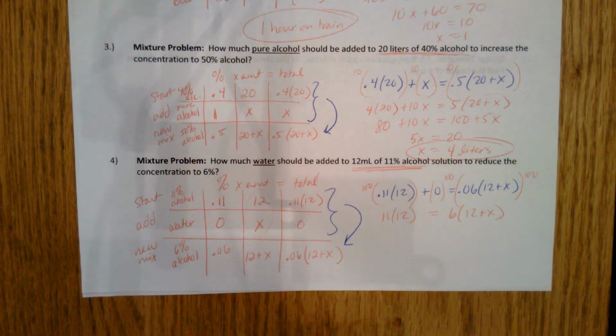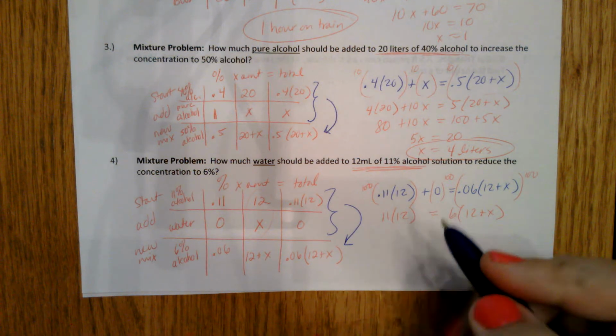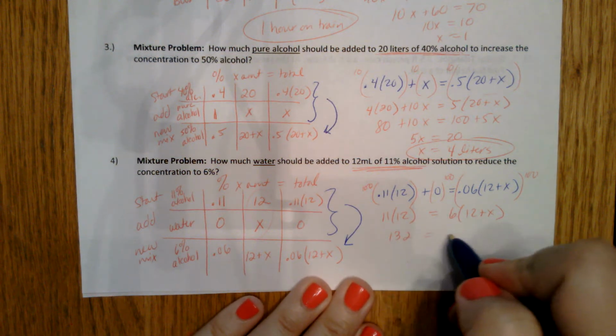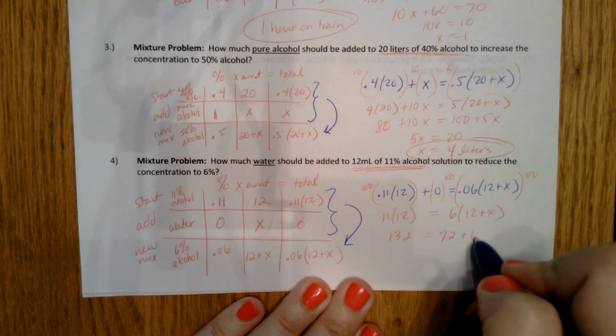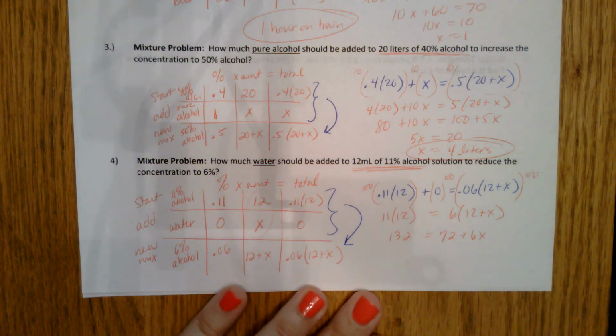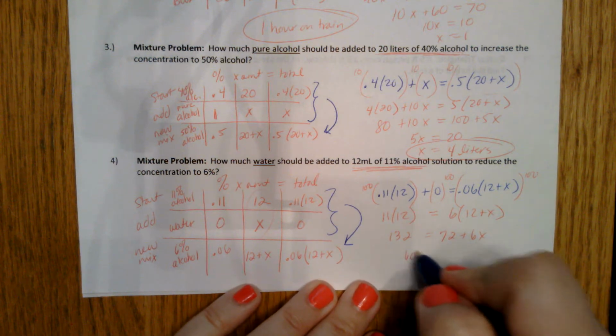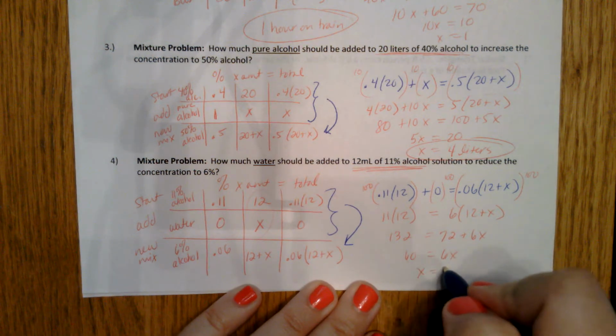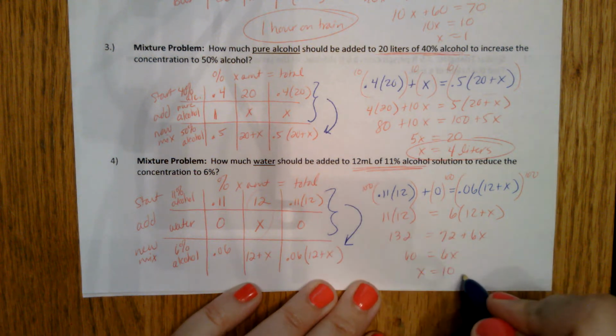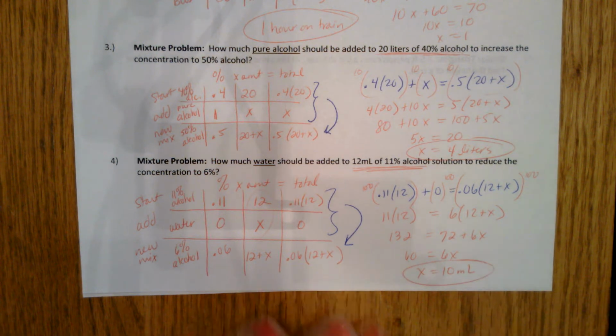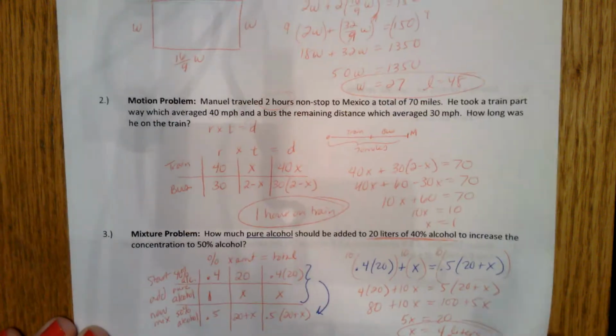And you can easily figure this out. You get 132 equals 72 plus 6X. So what are we left with? 10, I think, yes. X equals 10. 10 what? 10 milliliters. You'd be adding. Okay.